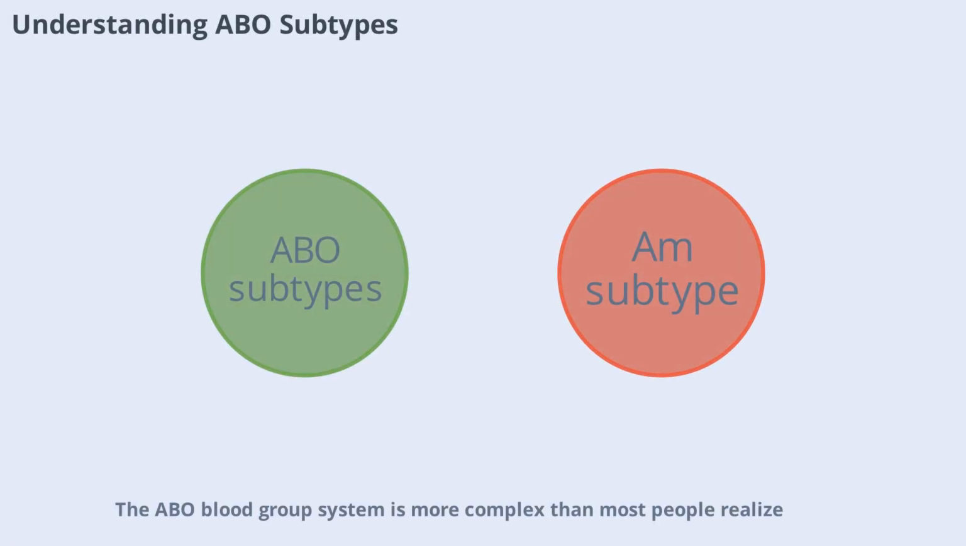The ABO blood group system is more complex than most people realize. Beyond the common A, B, O, and AB types, there are numerous subtypes, each with unique genetic and serological characteristics. The Am subtype identified in this case is exceptionally rare and often goes undetected without specialized testing. Understanding these subtypes is crucial for accurate diagnosis and safe transfusion practices.